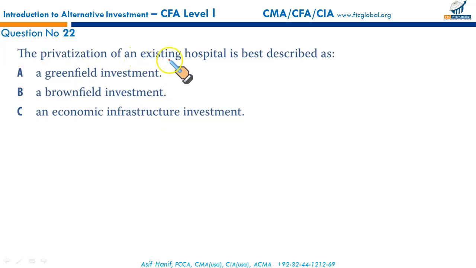The privatization of an existing hospital is best described as, since this hospital is existing, we know it is investing in an existing infrastructure asset, whether to privatize or lease or sell and lease back the asset. It is known as brownfield investment. So it is brownfield, not greenfield. And an economic infrastructure investment, well, it involves assets such as transportation, utilities, and so on and so forth.